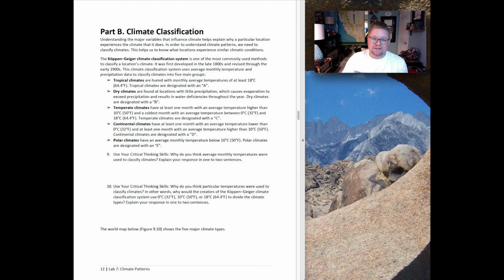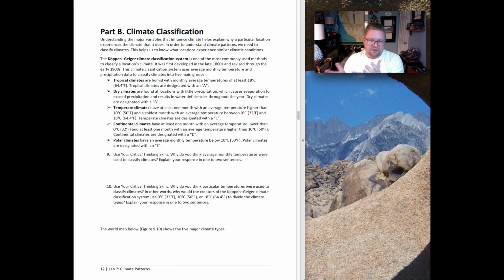So Part B is called Climate Classification. Now, being able to do this is really helpful. I think it really allows you to generalize and to understand regions, but many geographers and earth scientists will argue that this is not always the best way to do it because of certain examples.